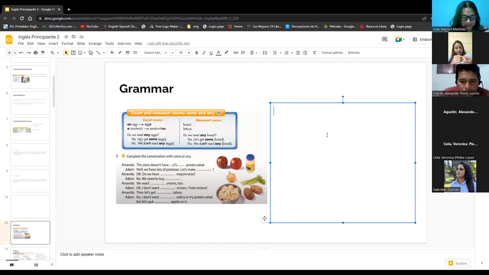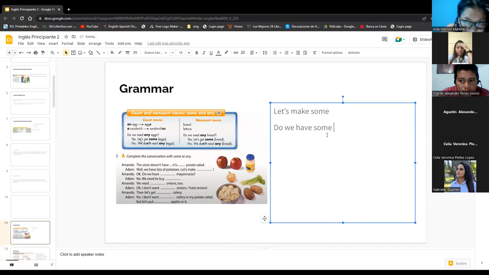Vamos a completar esta conversación donde dice Amanda y Adam, ¿verdad? En la primera dice, the store doesn't have any potato salad. Ahí ponemos any porque está en negativa, ¿verdad? La siguiente dice, well, we have lots of potatoes. Let's make, ¿y qué iría ahí? Some. Very good. Let's make some. Next one, okay, it says, do we have mayonnaise? ¿Qué le falta ahí? Some.